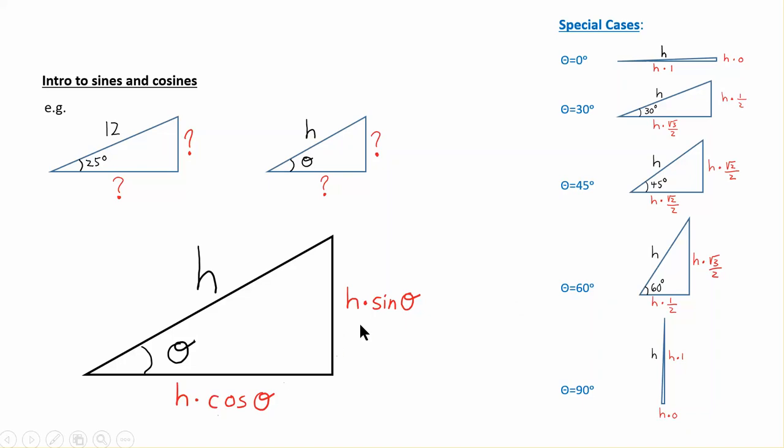So the cosine function and the sine function, they're valid for any angles, and you can either look up in a table or simply use your calculator to compute the sine of any angle or the cosine of any angle.